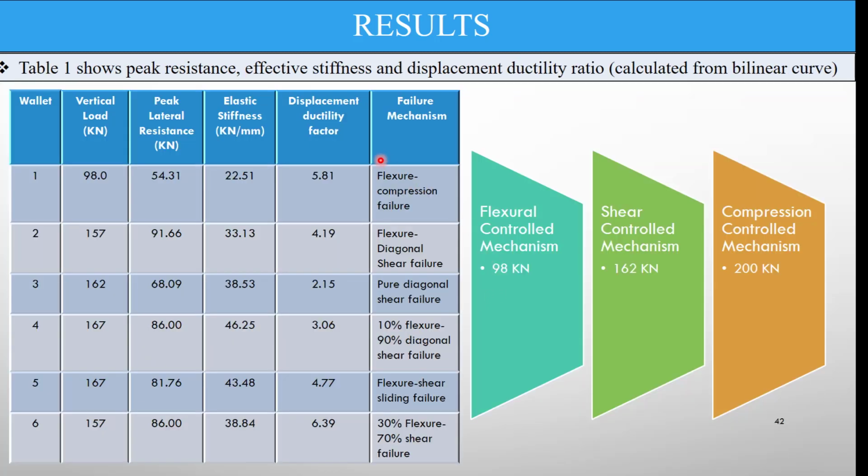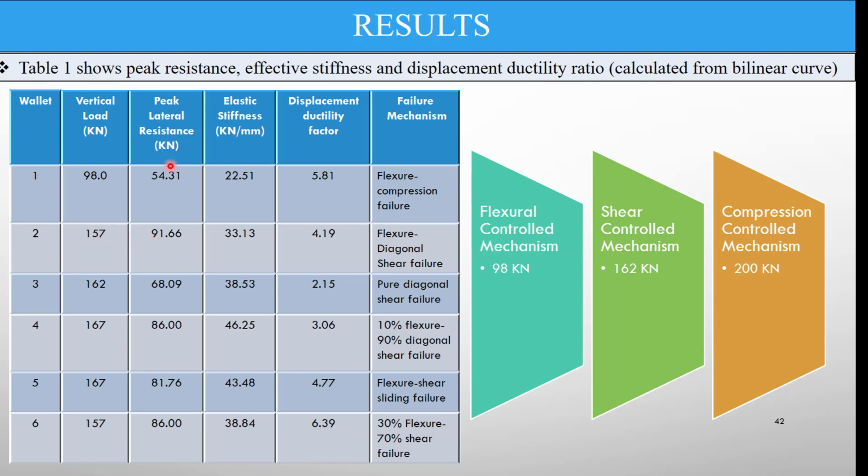If I summarize my whole results, I can make relations between them. This is the vertical load which was varied in this research, and the peak lateral resistance is given. If we compare these two together, we can see that due to the increase in vertical load, or pre-compression loading, peak lateral resistance increased, as we can see in this image.